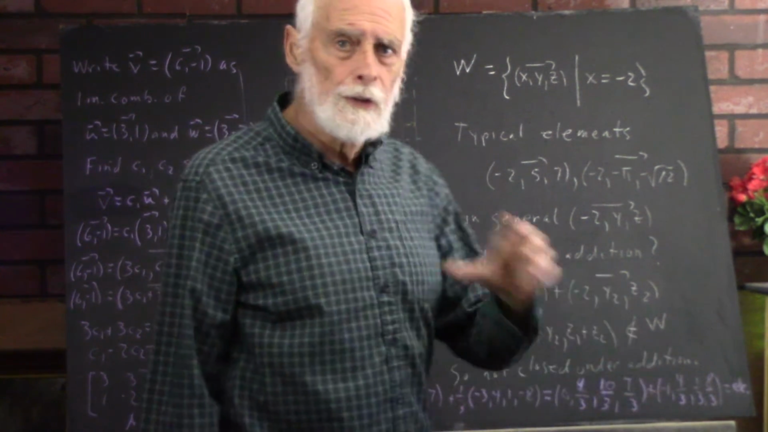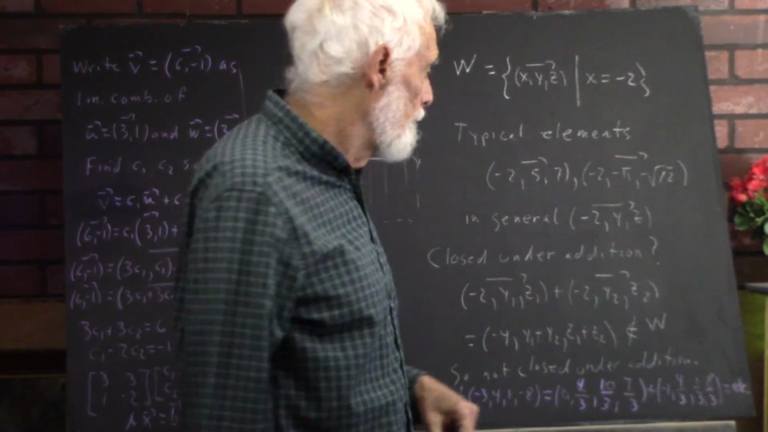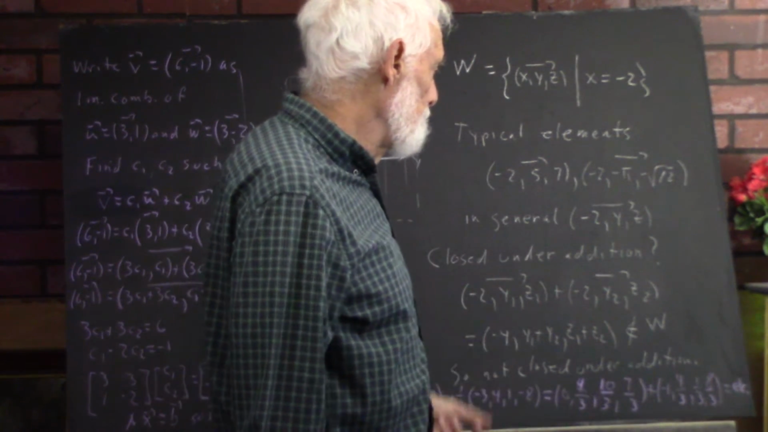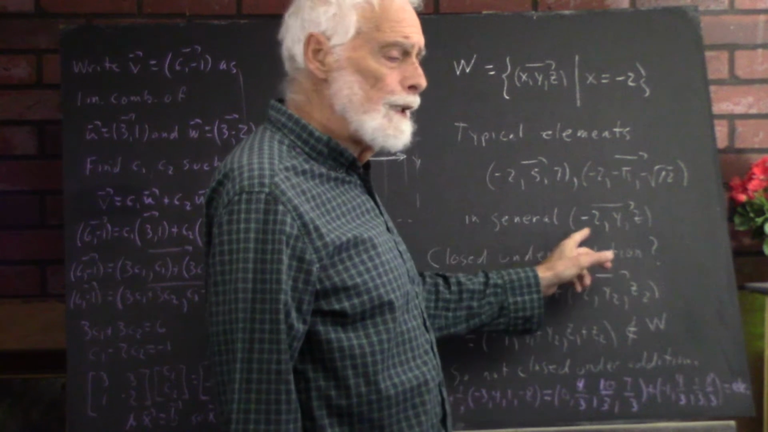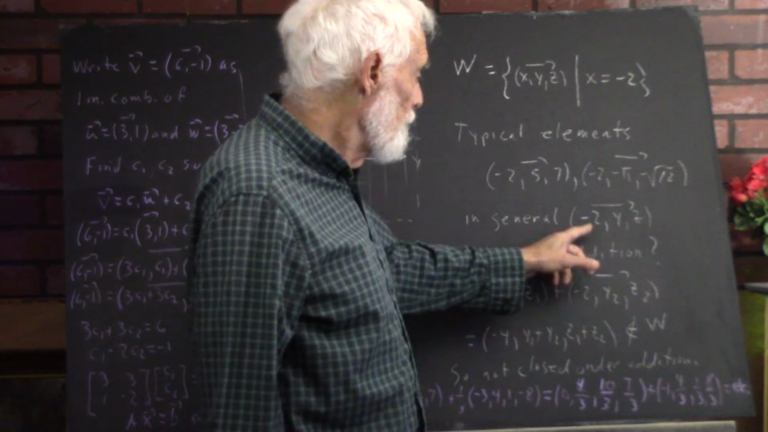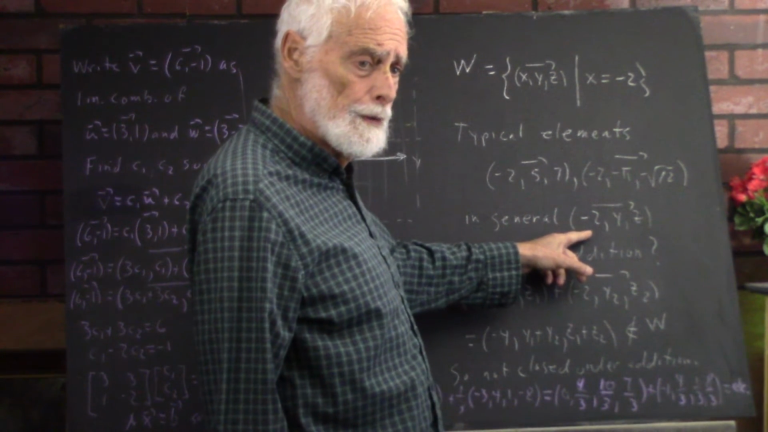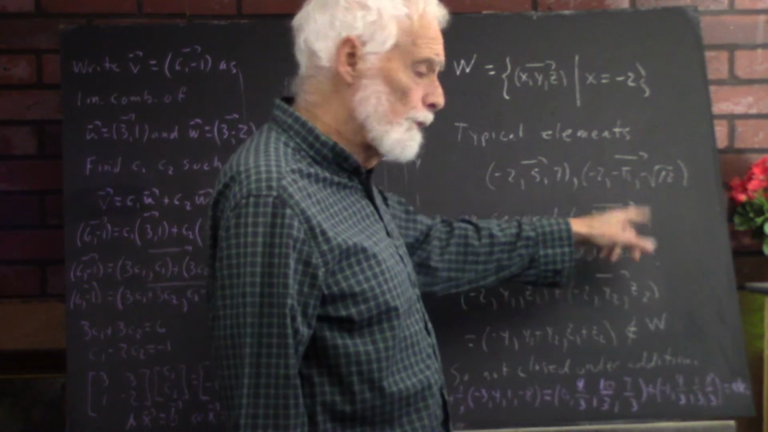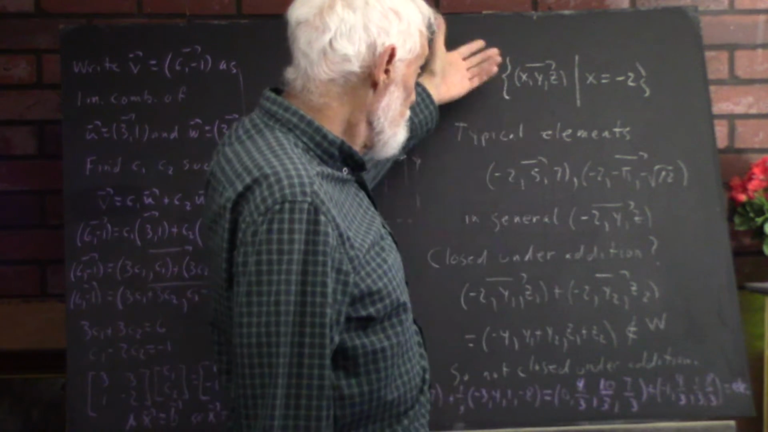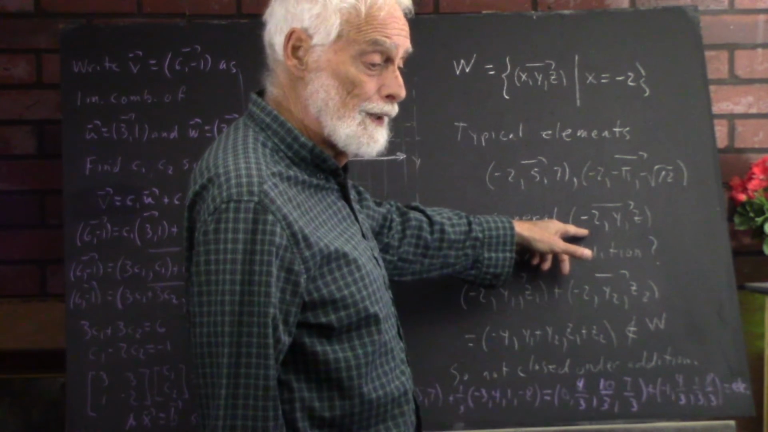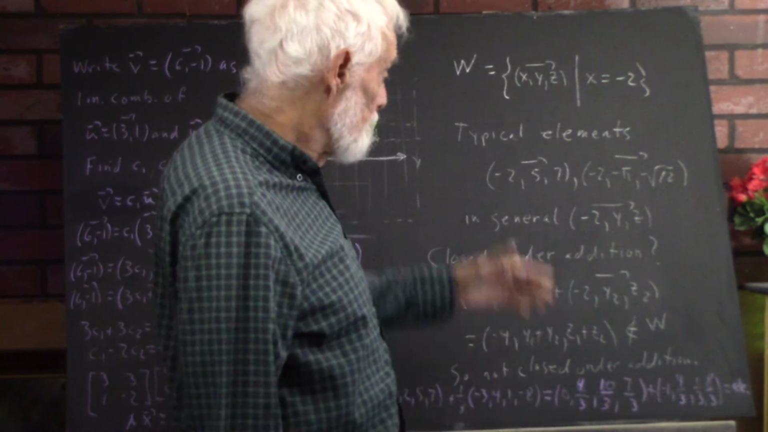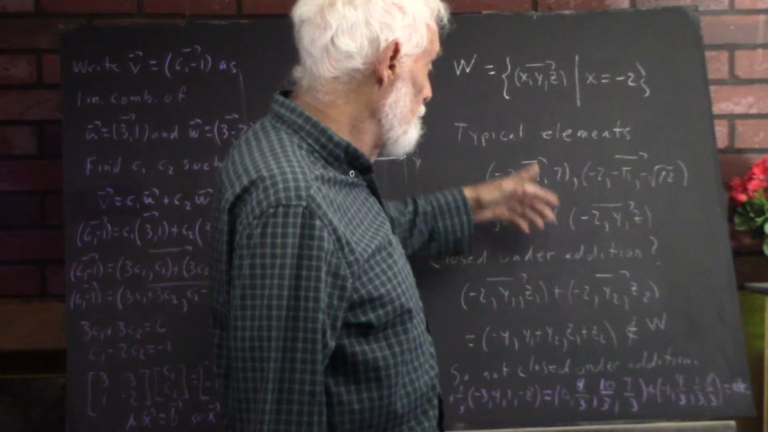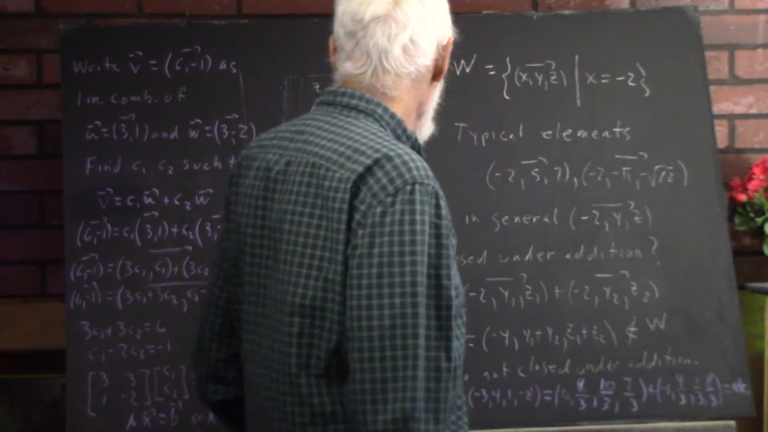It's not closed under scalar multiplication either. I'll just use an example. If we multiply this by any number except 1, we're not going to get negative 2 for the first coordinate. So if we multiply this vector by 3, we get negative 6, 3y, 3z. It's not in this set because the first coordinate is not negative 2 anymore. So it's not closed under addition, and it's not closed under scalar multiplication.